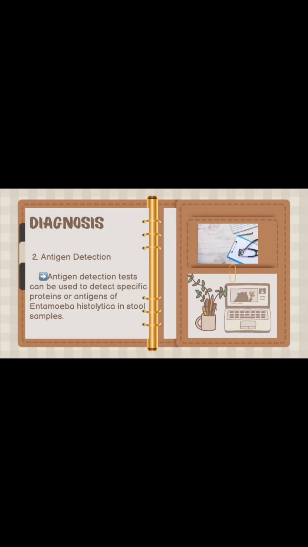The second one is the antigen detection. The antigen detection test can be used to detect specific proteins or antigens of Entamoeba histolytica in stool samples. These tests are more sensitive and specific than microscopy and can help differentiate between Entamoeba histolytica and other non-pathogenic amoeba.